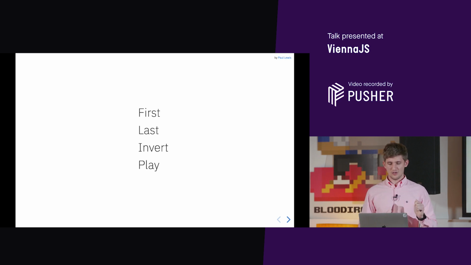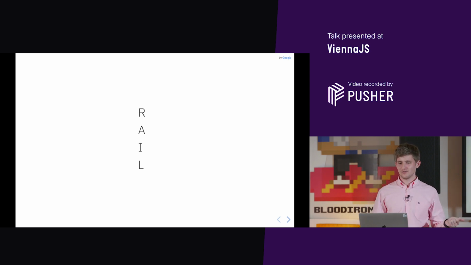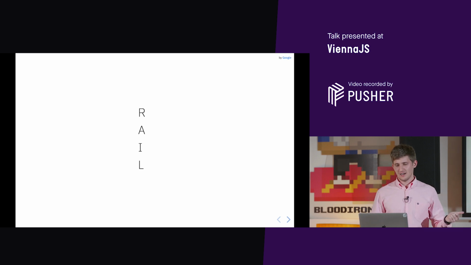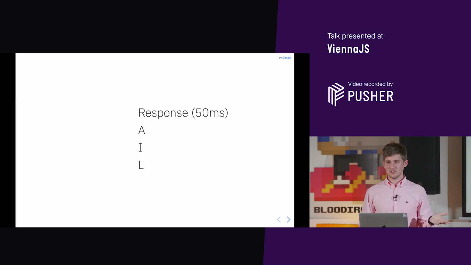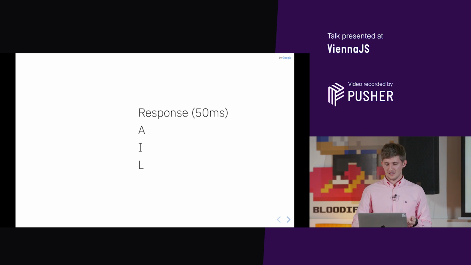Why do we even want to do that? Because there is another acronym here called RAIL. It's a research from Google that says how much time we have for each thing. So they studied how much time we have for response. If you interact with an object on the screen, the response has to arrive within 50 milliseconds, otherwise the user will notice that something is wrong.